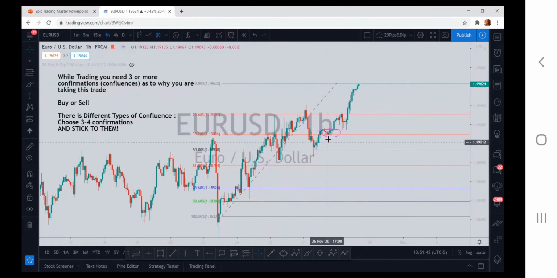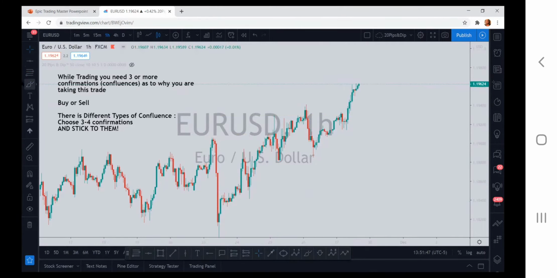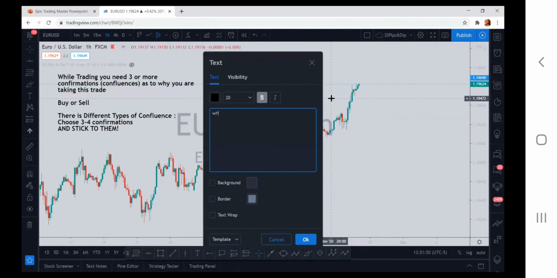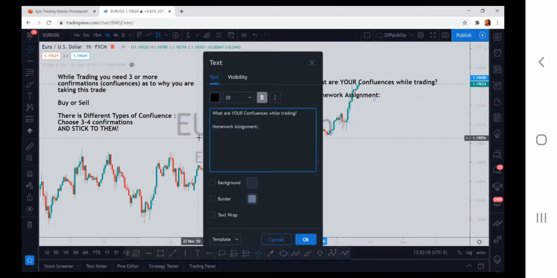Okay, so I'm going to leave you with this homework assignment for this class. Your homework question is, what are your confluences while trading? Okay, so homework assignment. All right, so you'll go ahead and post this in the community and let us know what your areas of confluences are.